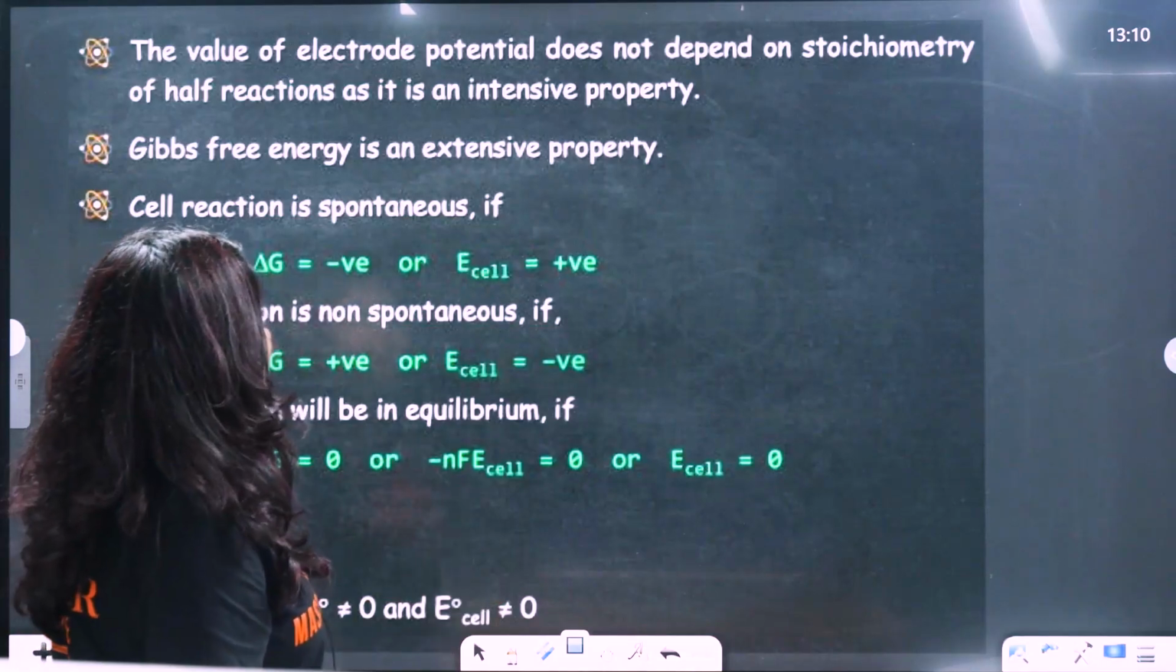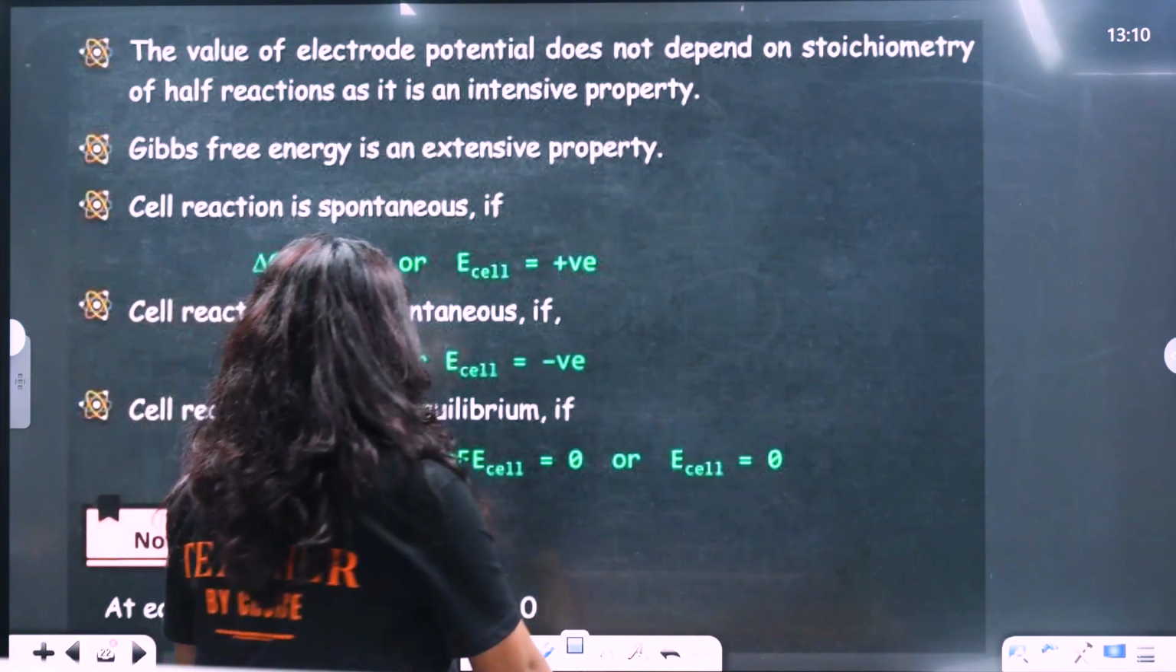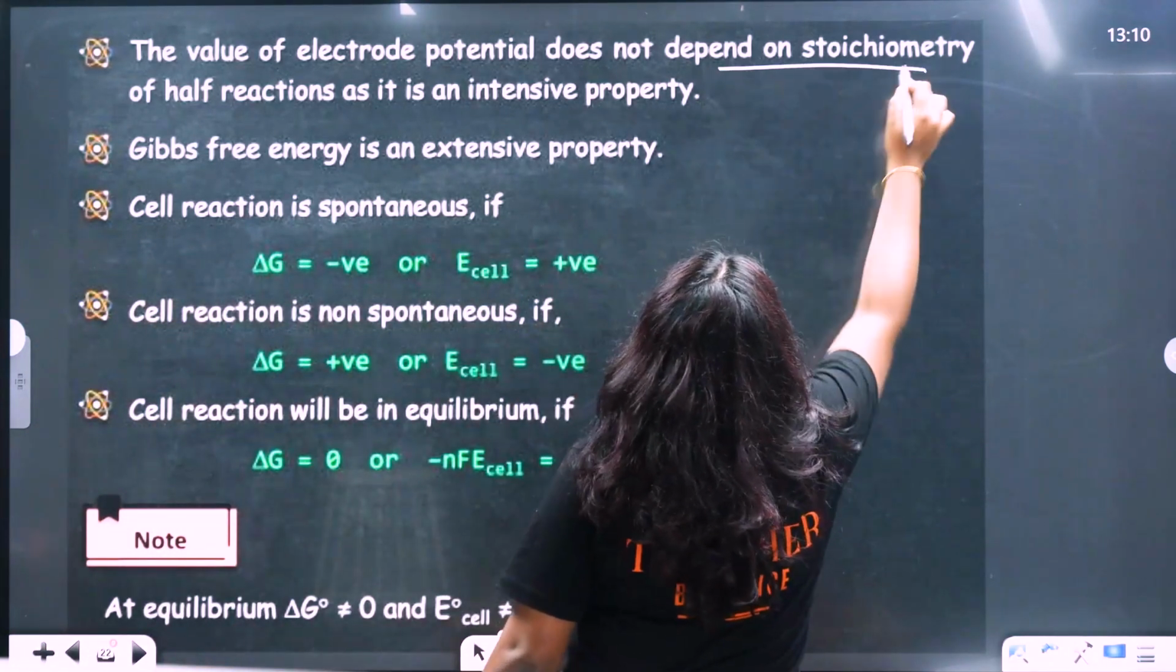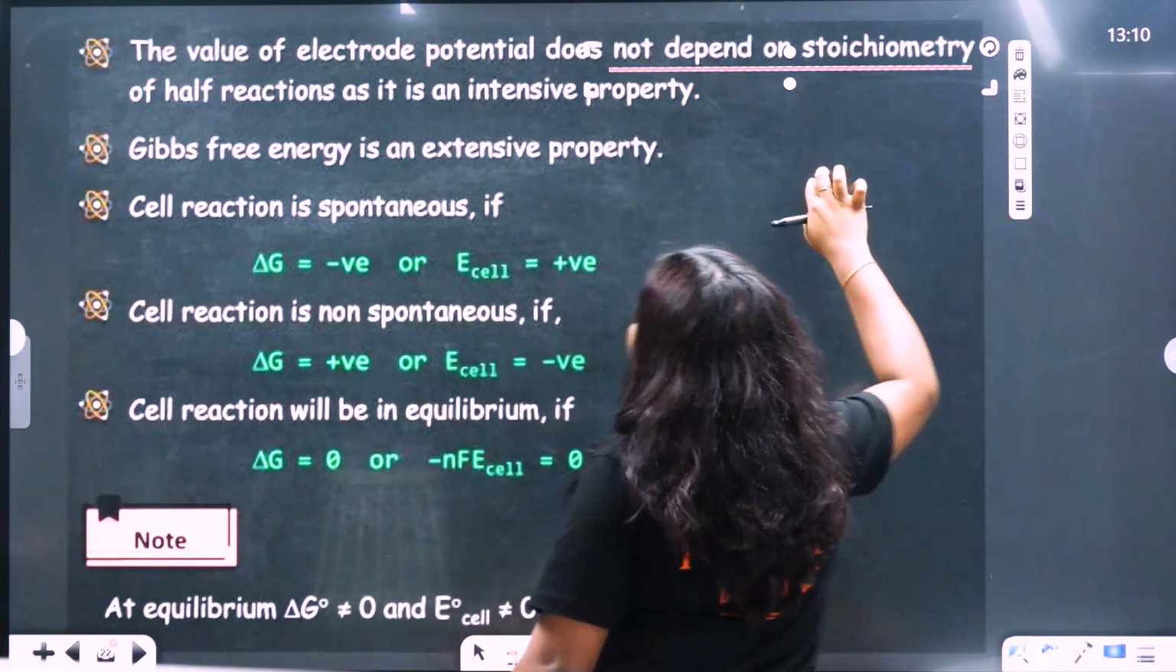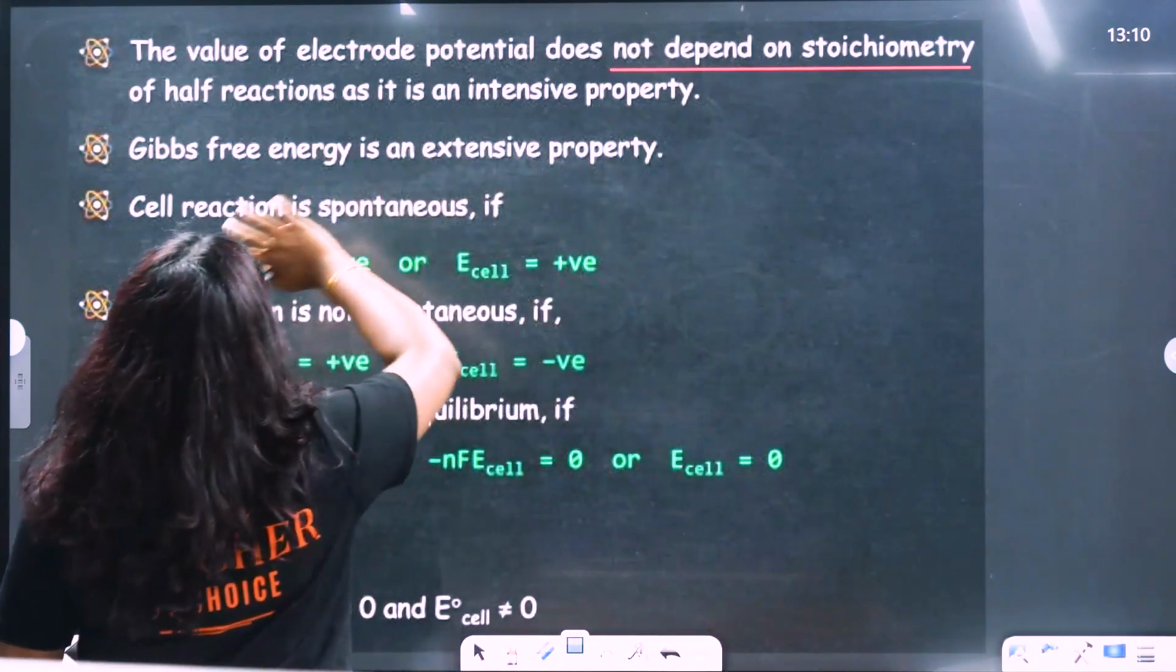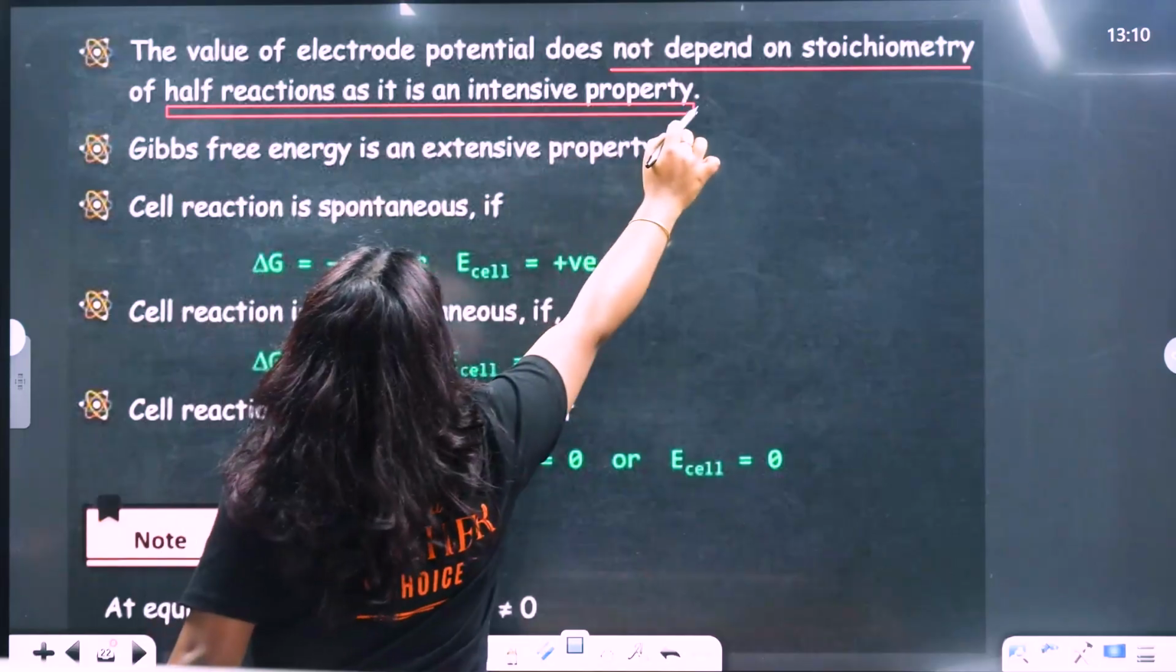Now the value of the electrode potential does not depend upon the stoichiometry. There is no dependency on stoichiometry, whereas the work depends upon the stoichiometry of the half reaction, as electrode potential is an intensive property.